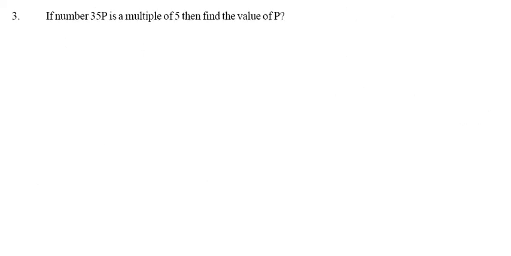Let us see the next question. If the number 35p is a multiple of 5, then find the value of p. So the value of p is 0 or 5, because with 0 or 5 at the end, it is a multiple of 5. So that will be your answer.